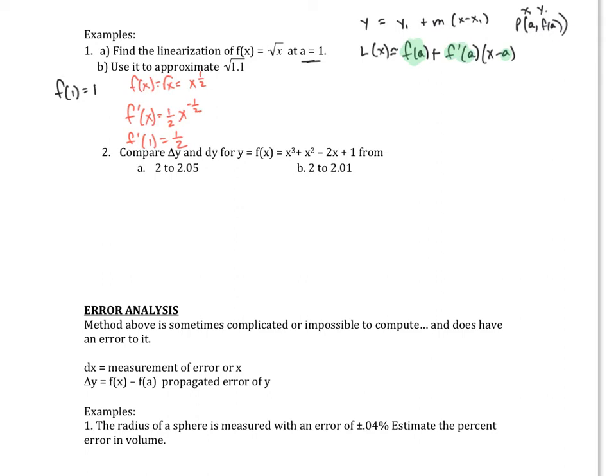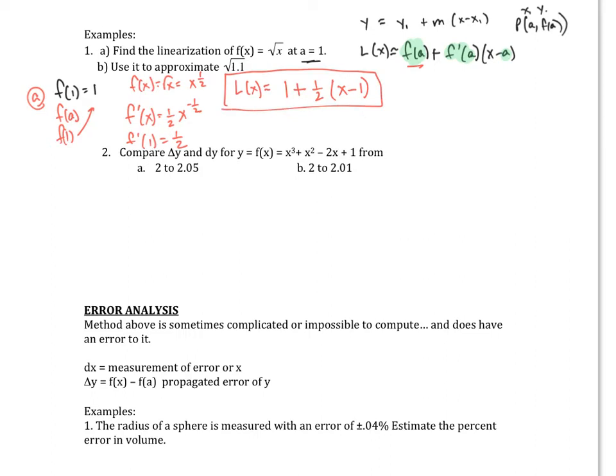So this is all part A. Now I can say L of x is approximately, and I'm saying approximate because it's not exact. We're zooming in so close to that point P that it's going to give us a pretty good value. We know what f of a is: f of 1 is 1. So this is 1 plus f prime of a, which is 1/2, times x minus 1. So there is my linearization equation, and I'm done with it.